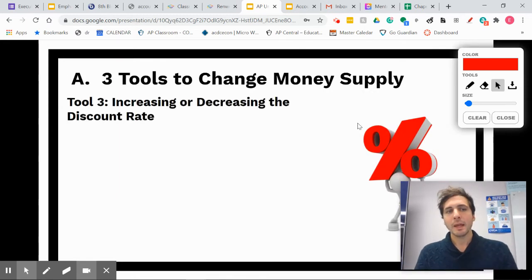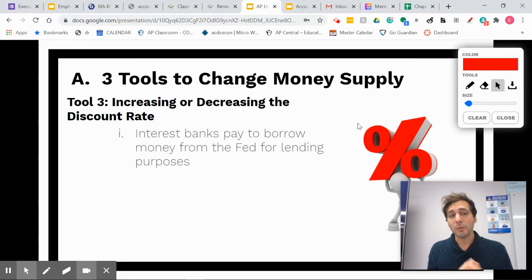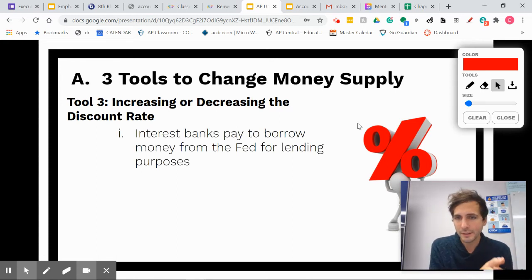Tool number three is increasing and decreasing the discount rate. Remember, one of the roles the Federal Reserve holds is that they're the lender of last resort. So what banks sometimes do, actually often do, is they'll borrow from the Federal Reserve at the discount rate, that's the interest rate you pay the Fed, and then they will lend to people like you and me at a higher rate, and they'll make a profit. So they just borrow from the Fed, who has an unlimited amount of funds, and then lend to people like you and me at a higher interest rate, and the difference is their profitability. Now, that interest rate that they pay the Federal Reserve is called the discount rate, right? They get a discount from borrowing from the Fed.